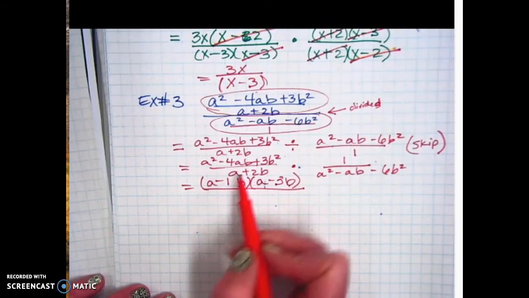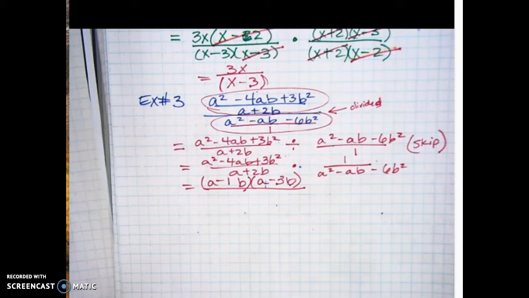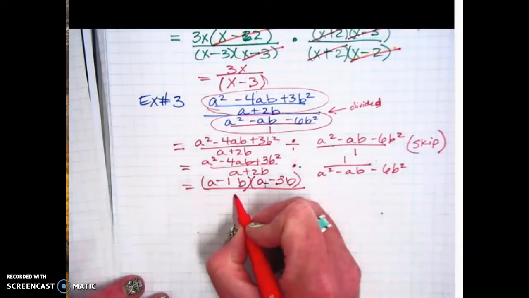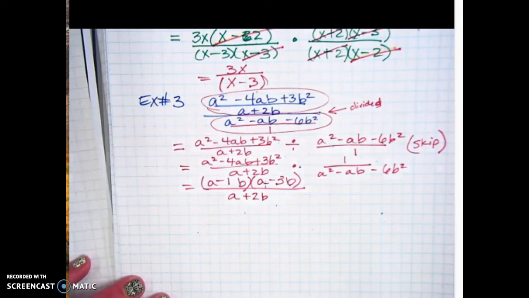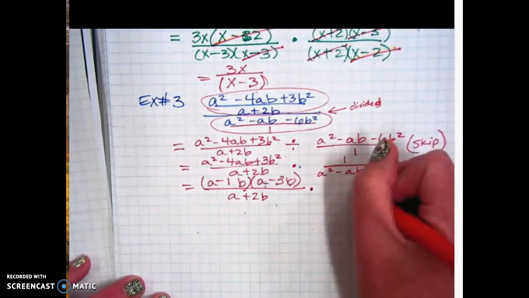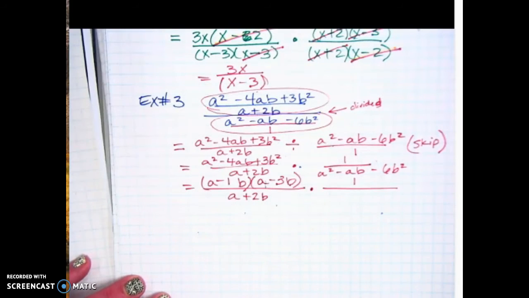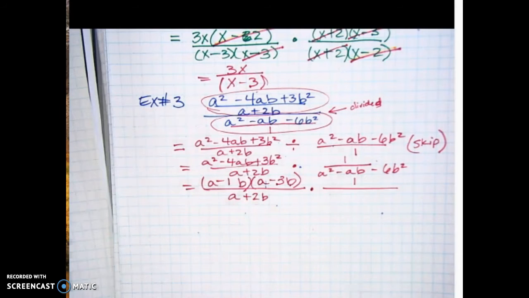How about that denominator, a plus 2b? Is there a GCF? No. Is there even a square in there? No. Is it possible that it's completely factored? Yeah. Okay. All right, in the numerator over here we got a 1, that's easy. Now let's look at this denominator. Okay.